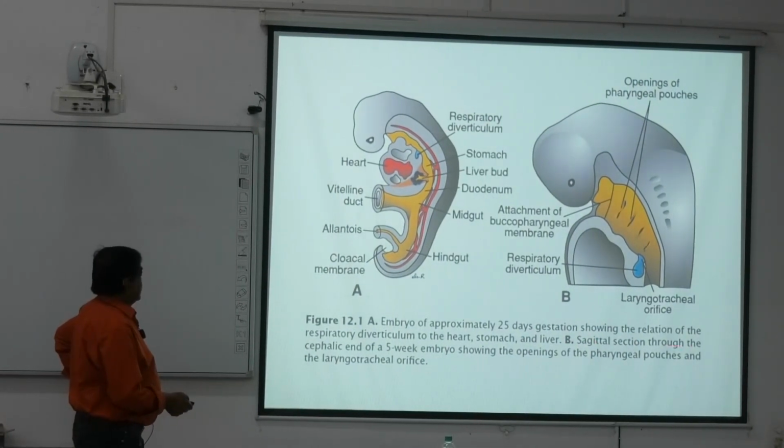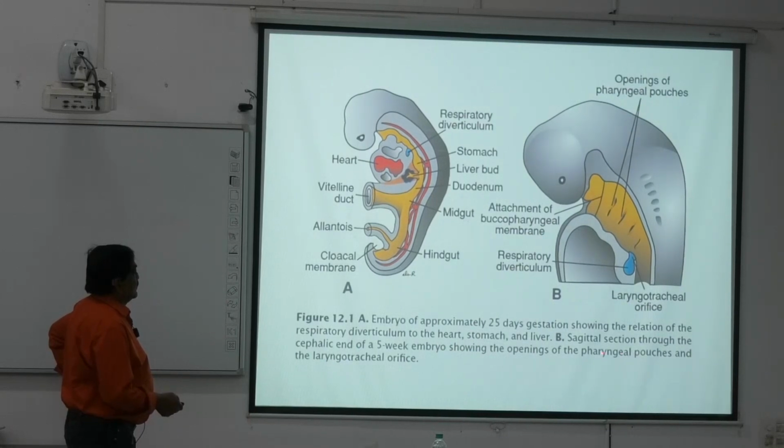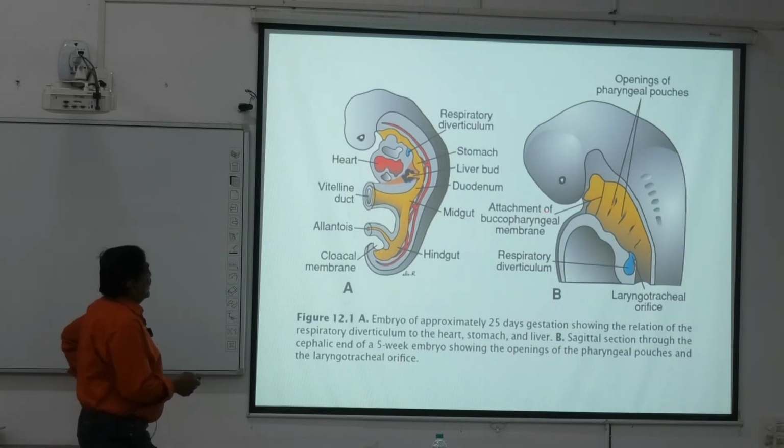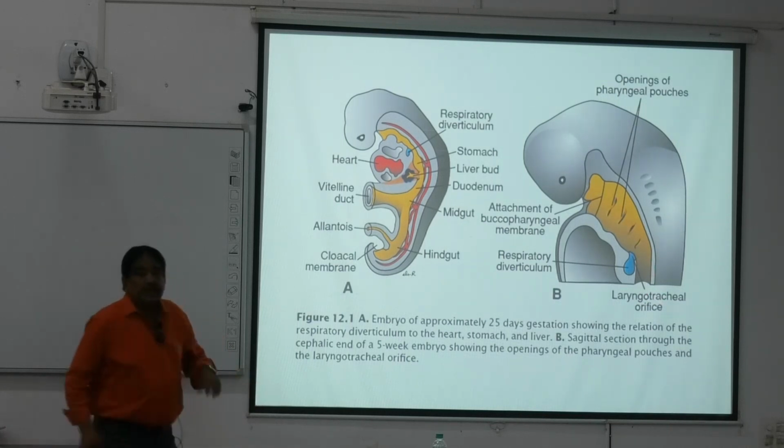Now, the sagittal section through the cephalic end of the 5th week embryo shows the openings of the pharyngeal pouches and the laryngotracheal orifice. The attachment of the buccopharyngeal membrane, the respiratory diverticulum here, openings of the pharyngeal pouches, and this is the laryngotracheal orifice.